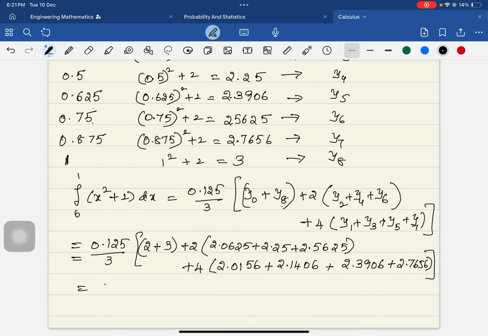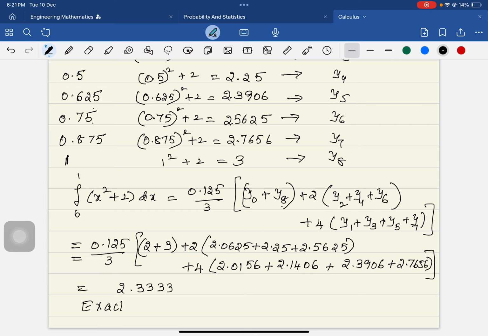So let us do this calculation now. 0.125 by 3 into all these, in the calculator you can do it now. Then we can get the answer as 2.3333.